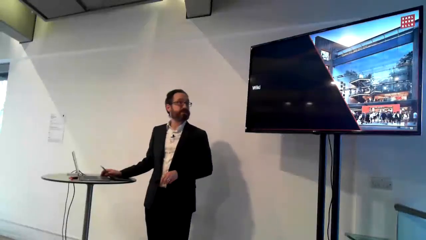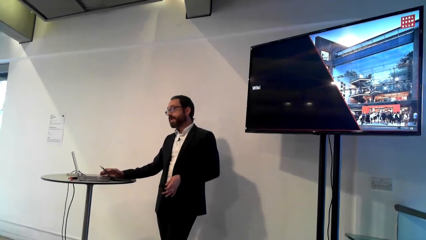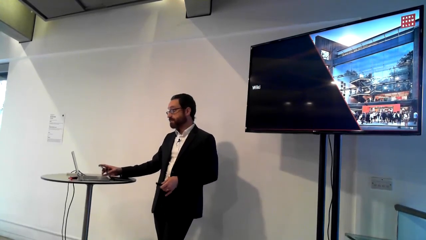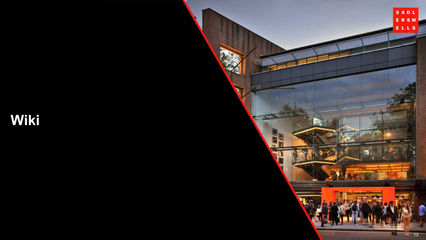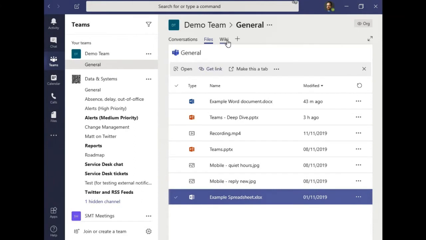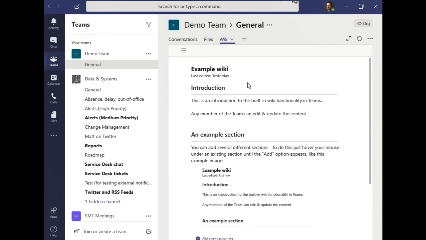Okay, so I'll now show you the wiki feature that is available within Teams. You can use the wiki as a lightweight way of documenting departmental procedures or for documenting the team or channels itself. Every channel in Teams will have a wiki tab at the top by default. The wiki itself appears as one page, broken into sections. The wiki is designed to be easy to change and keep up to date. After all, out-of-date documentation is worse than not having any documentation at all.